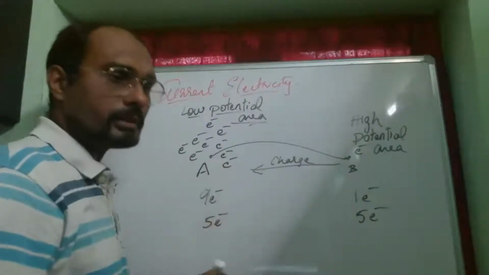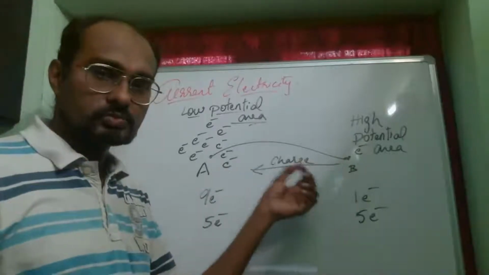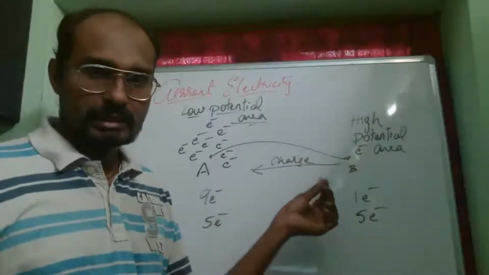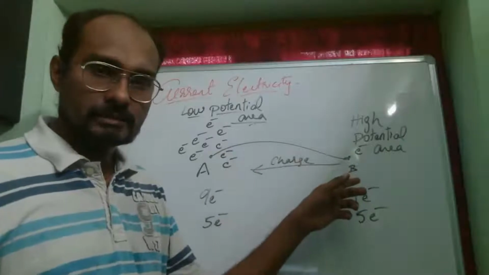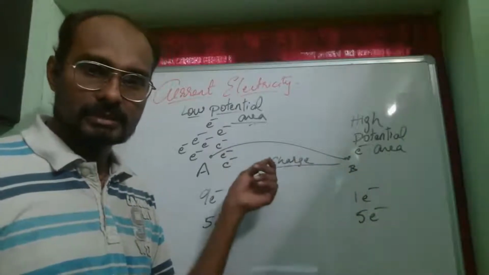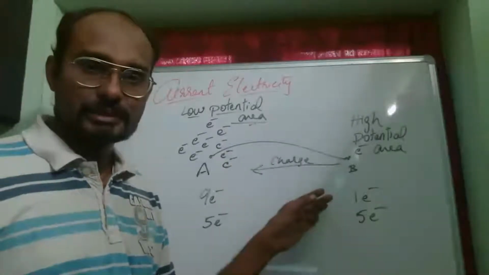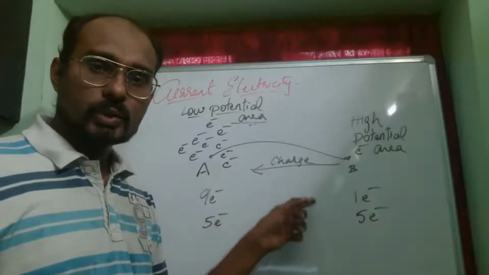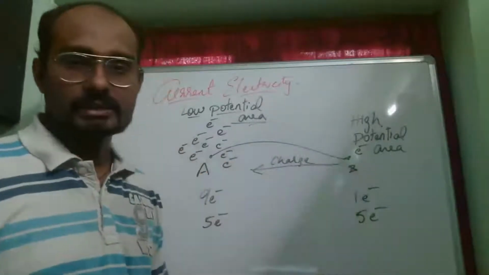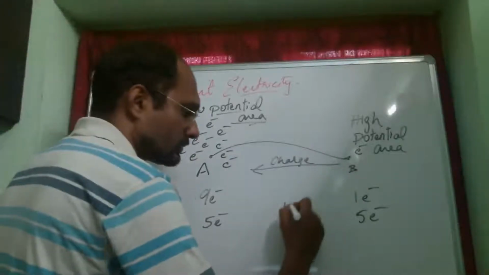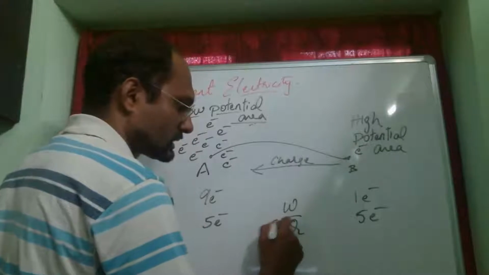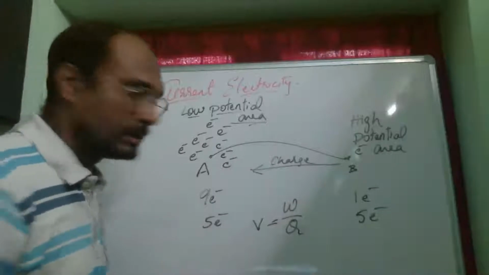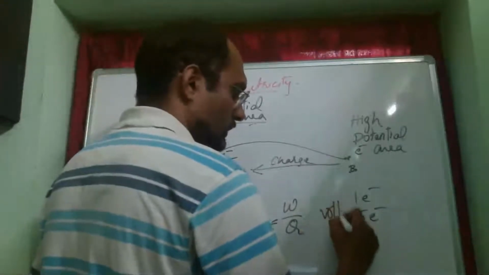Now, for this charged particle to move, something should be acting on it. And what is that? Obviously, force. So there is a force acting on the charged particle, because of which there is a displacement. Force times displacement is giving us the work done, and the work is done on the charged particle. That work done per unit charge is called electrical potential, which is denoted by the letter V, and it is measured in volts.